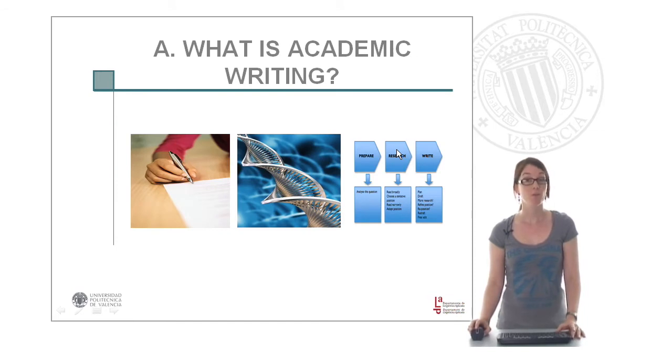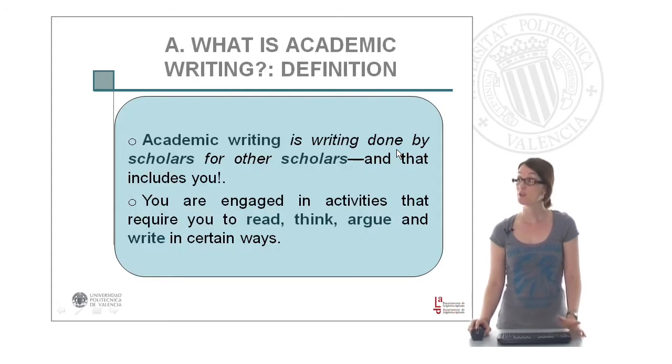Well, first we are going to define what academic writing is. As you can see on the screen, academic writing is writing done by scholars for other scholars. This means that if you are doing a university degree, that includes you. So, basically, you will be engaged in activities that require you to read, to think, to argue, and to write in certain ways.